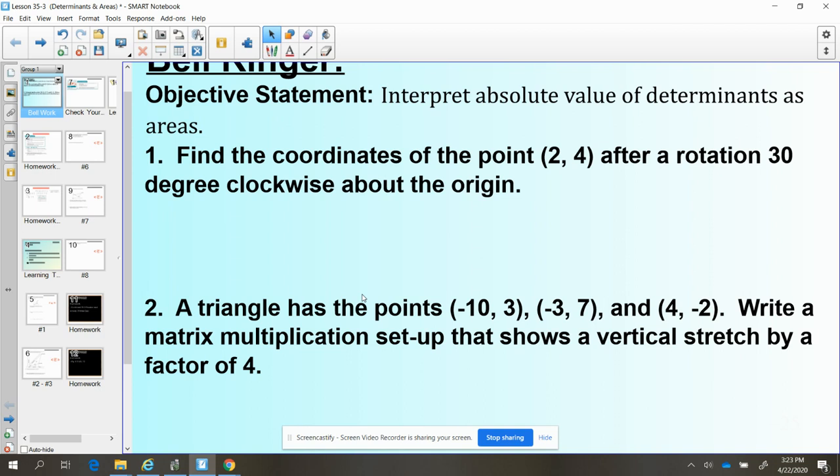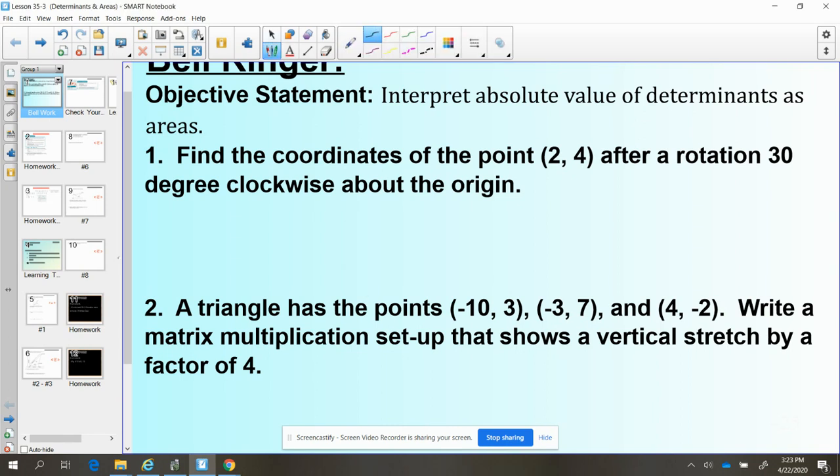Everyone, we are finally at the end of the Activity 35 notes. We have 35.3 here. Before we get started with the last of the notes talking about area of triangles and other figures, let's review a little with the bell ringer: how to find a point that's being rotated clockwise around the origin, as well as setting up a matrix multiplication to show a vertical stretch. Take a moment and answer those.